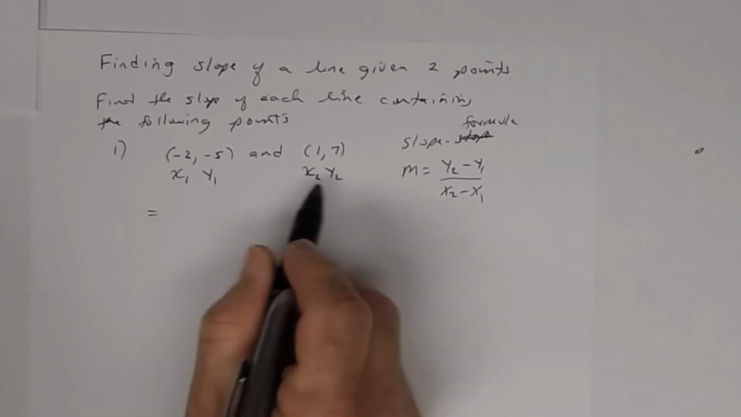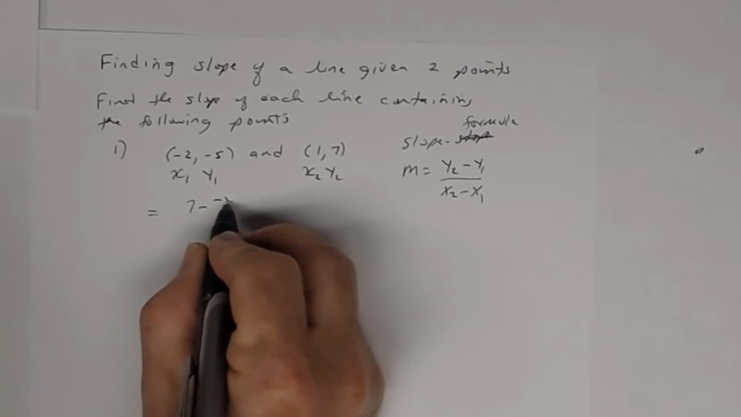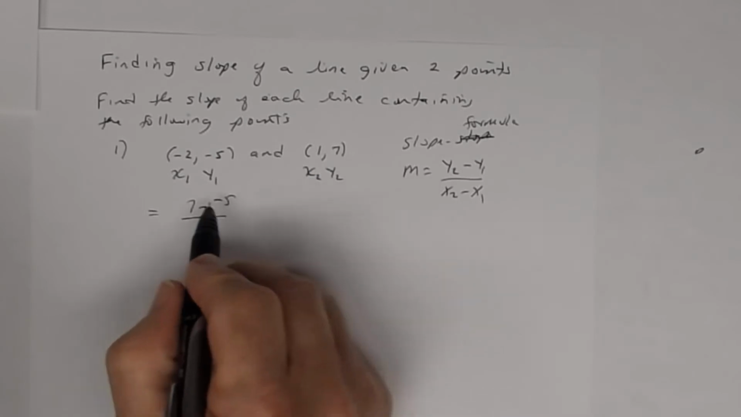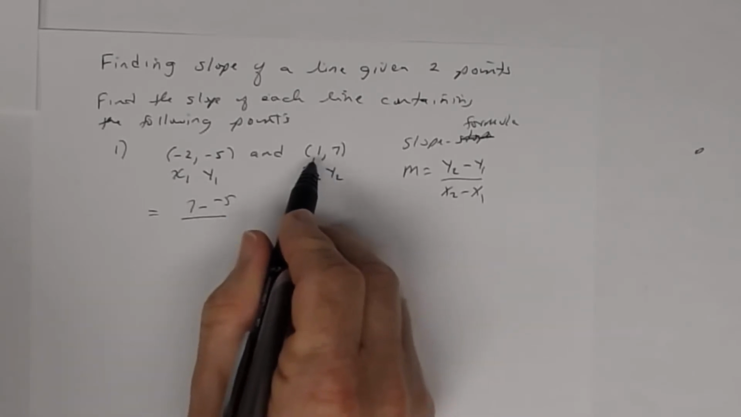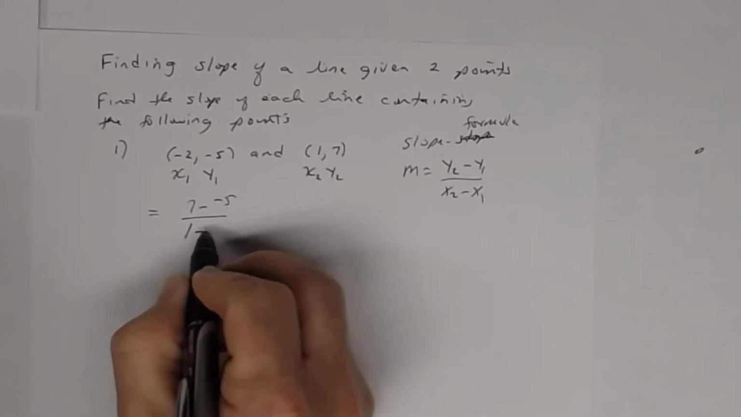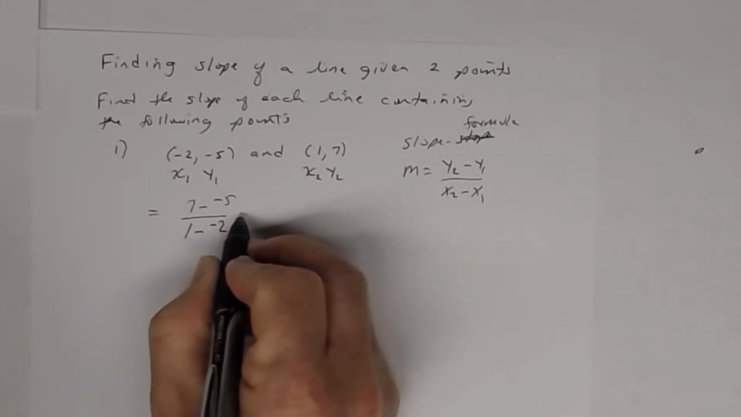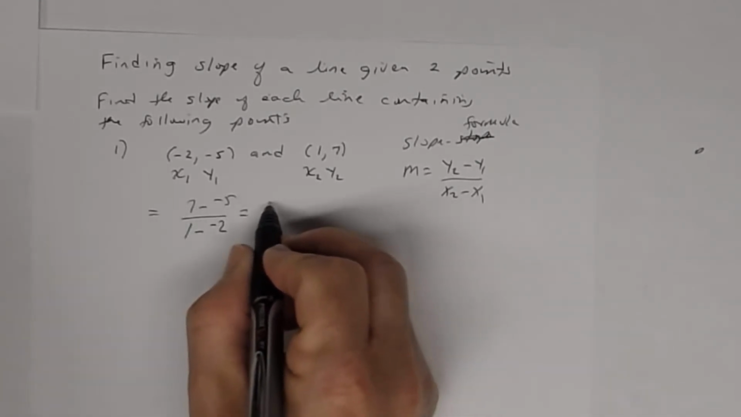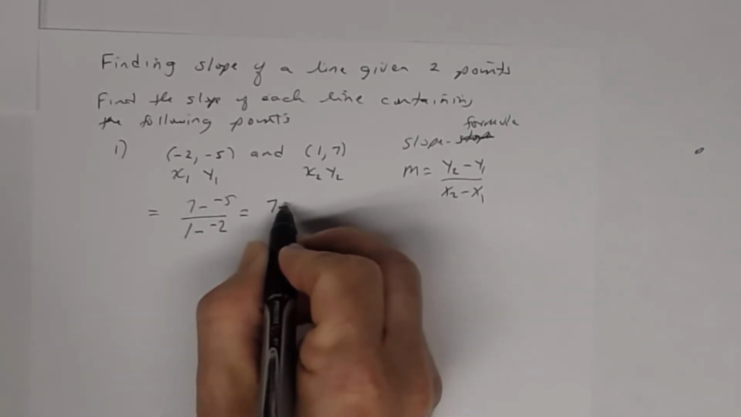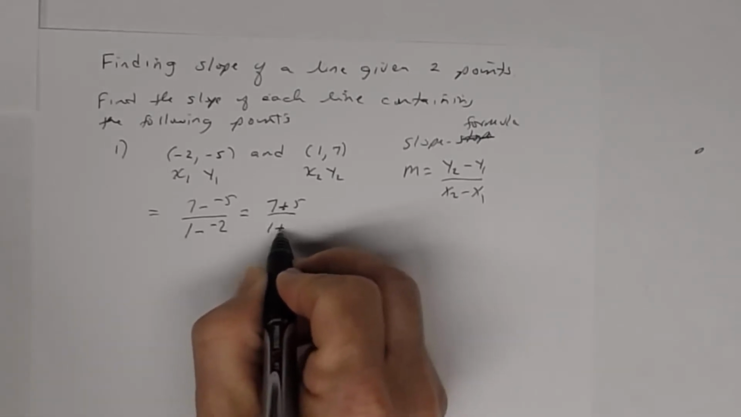And so y2 is 7. So I get 7, subtract the other y coordinate, which is a negative 5. 7 subtract negative 5, divided by x2. Since I started with 7, you got to start with 1. You must start with that same point. So the x coordinate's 1, so we're going to subtract the x coordinate here, which is a negative 2. And so 7 subtract a negative 5 means the same thing as 7 plus 5. 1 subtract a negative 2 means the same thing as 1 plus 2.